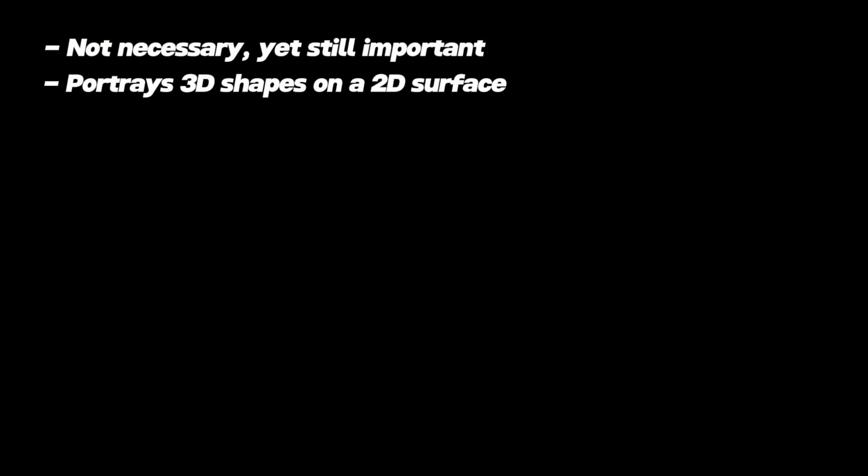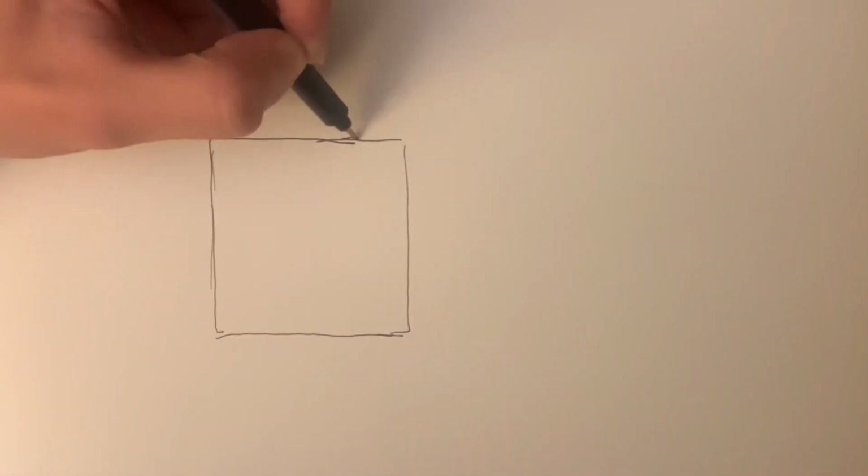Before I teach you how to do it, you need to understand what perspective is in visual art. While it's not necessary for every piece, perspective is an extremely important technique used in most art to portray three-dimensional shapes and figures on a two-dimensional surface, such as your piece of paper or computer screen. It adds realism to your art by making things appear closer to or further away from the viewer, creating the illusion of depth. Take this square I've drawn, for example, and notice how it looks flat.